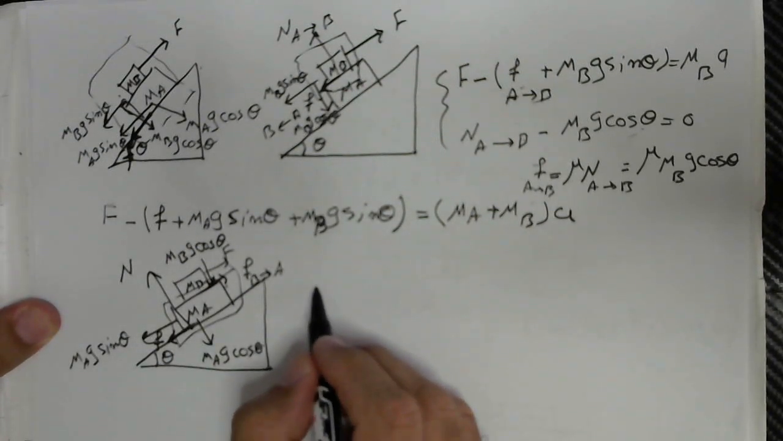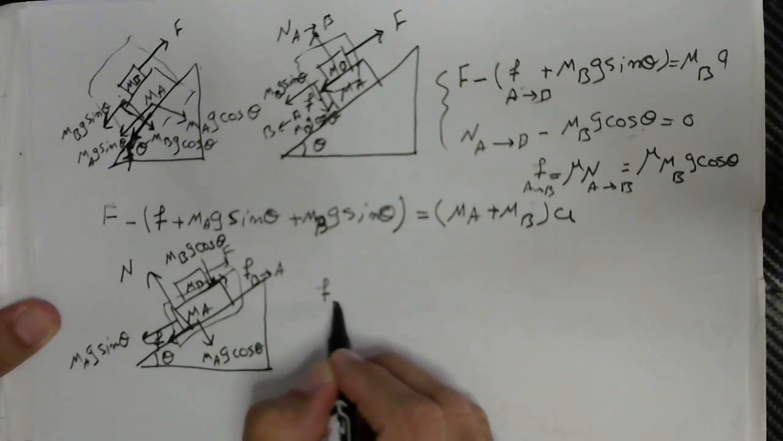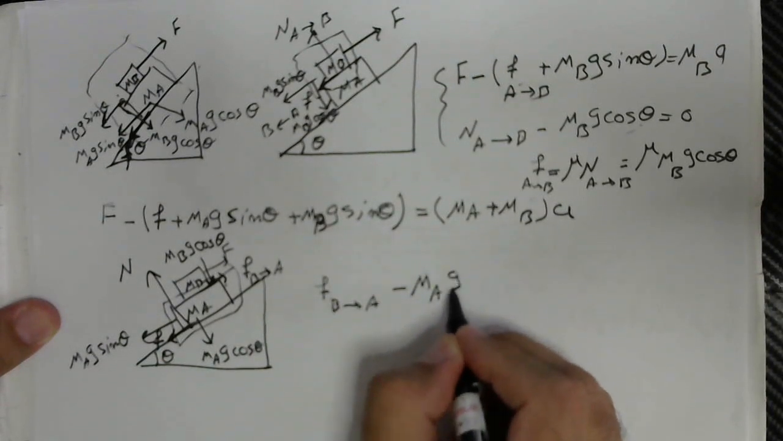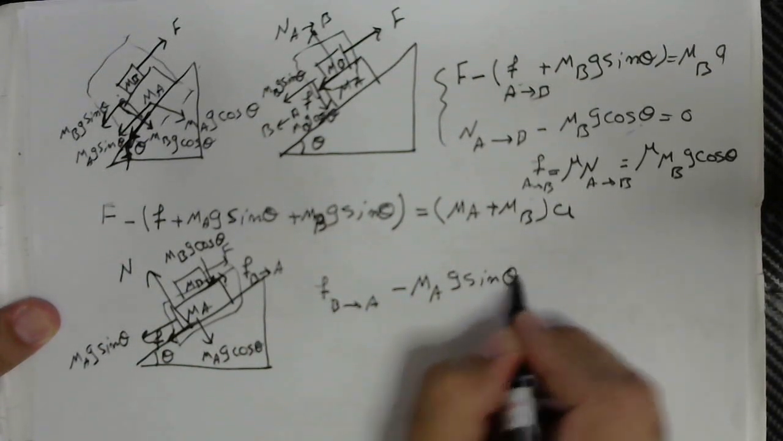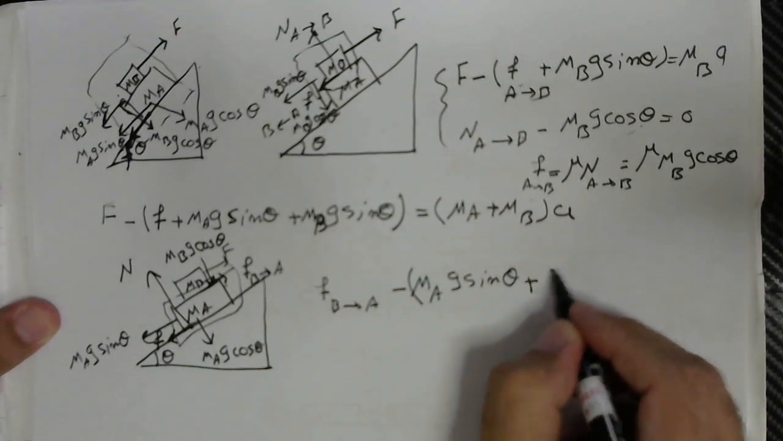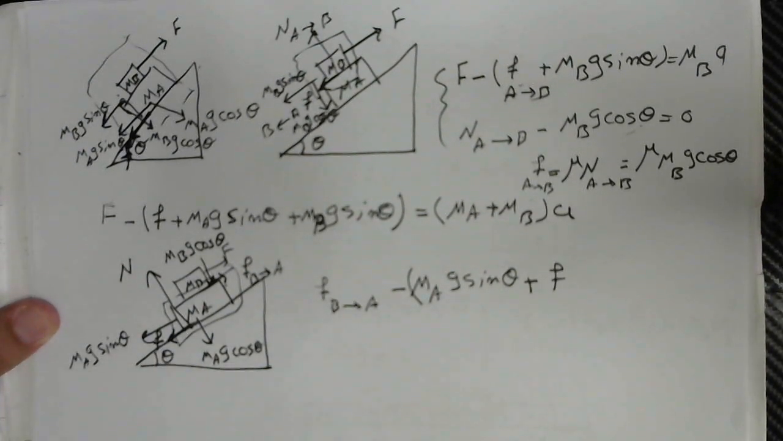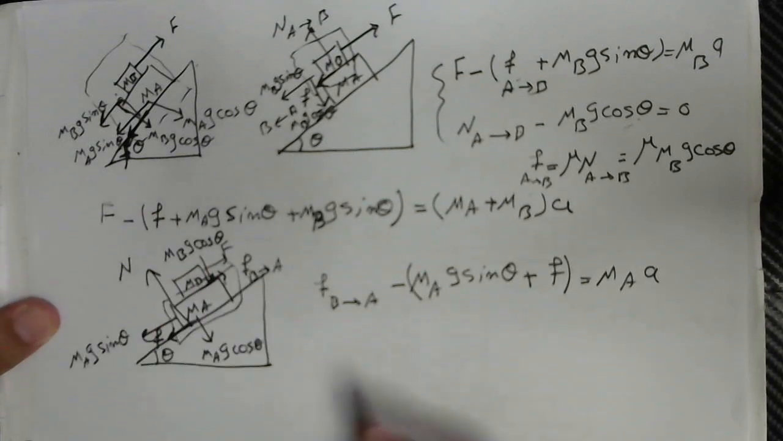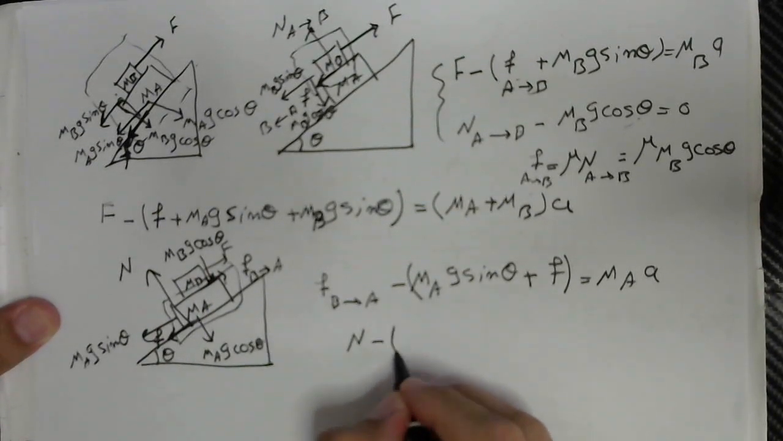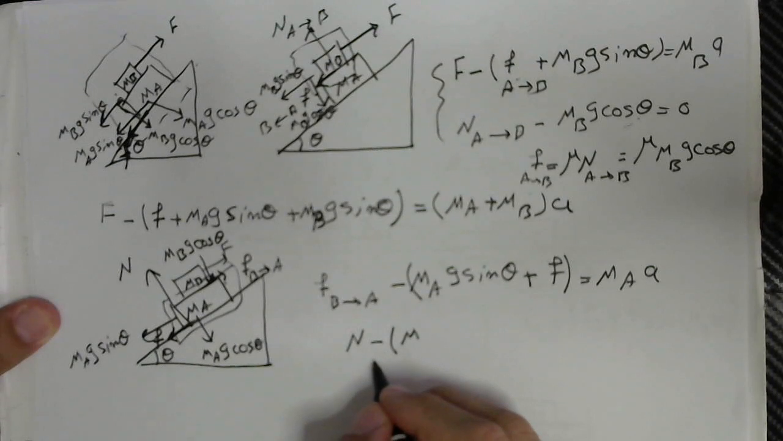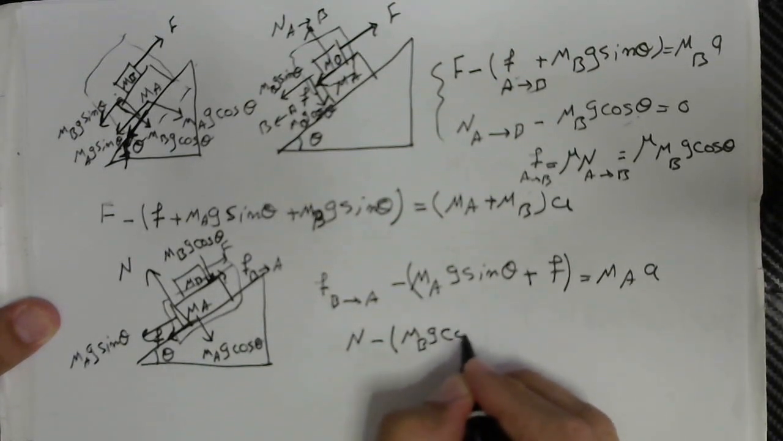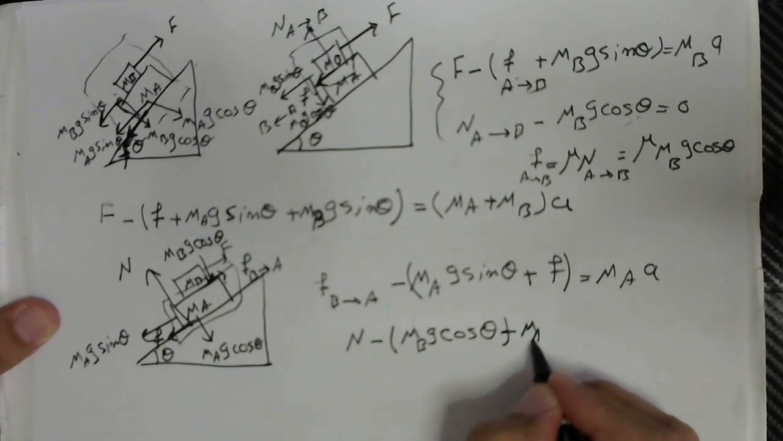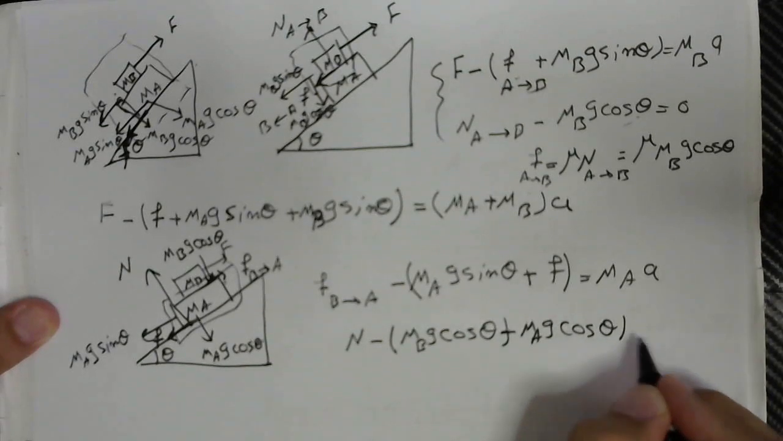So the equation of motion becomes F B to A minus MAG sine theta plus F here, this force, is MA. And in the vertical direction, N minus MBG cosine theta plus MAG cosine theta is equal to 0.